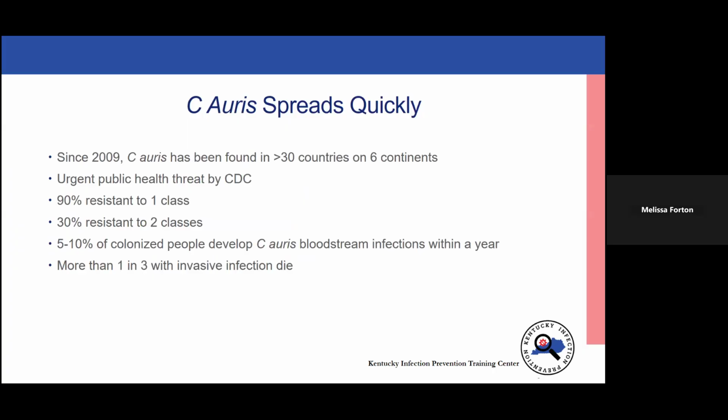Now, I've mentioned we first identified it in 2009, but now it's really everywhere. And it is considered an urgent public health threat by the CDC. The reason is that 90% are resistant to one class of antifungal and 30% are resistant to two classes. 5 to 10% of people that are colonized with C. auris will develop a C. auris bloodstream infection within a year. And with that invasive infection, the death rate is between 30 and 60%.